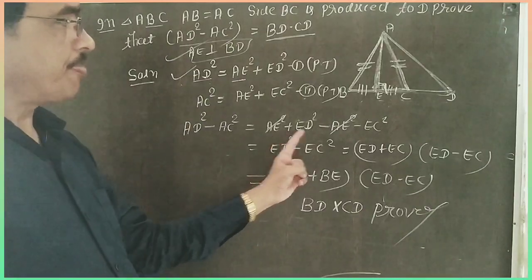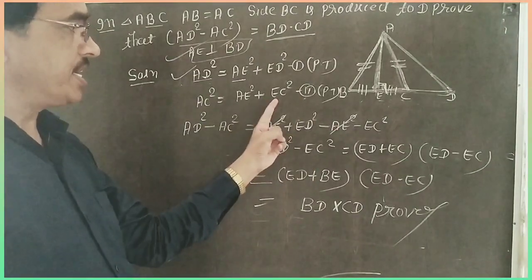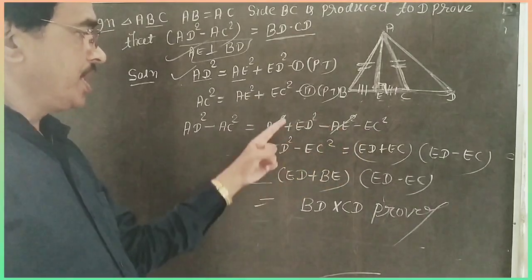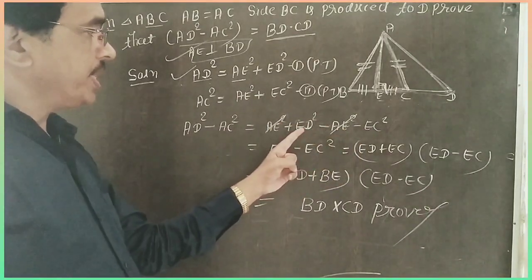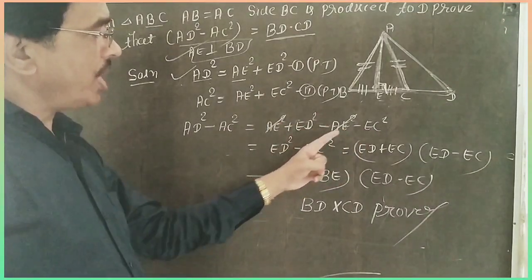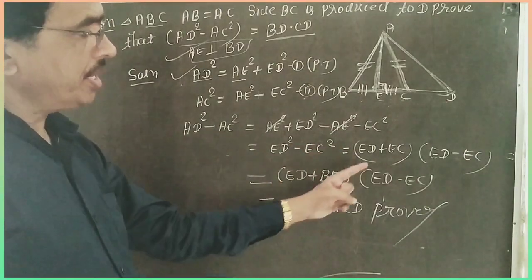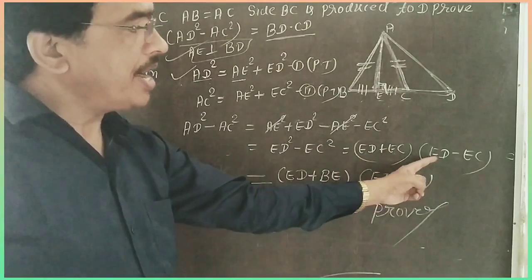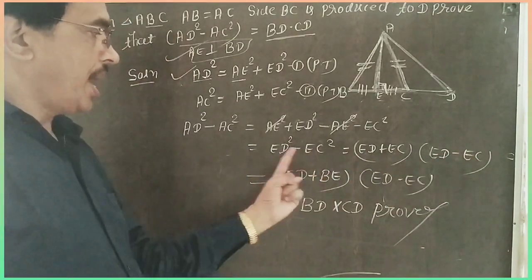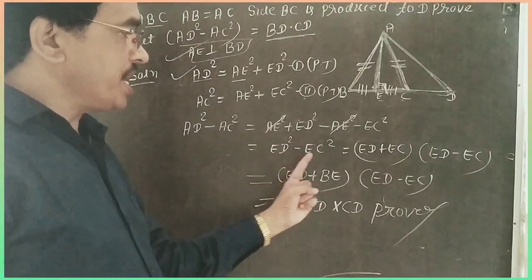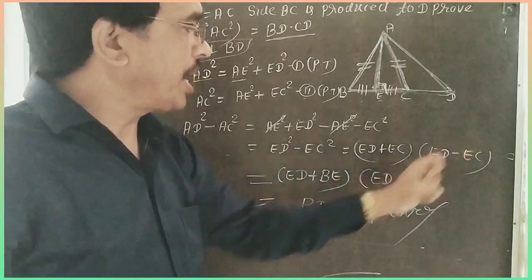When you subtract, the sign will be changed here. So I write minus AE square and minus EC square. AE square is cancelled. So what do you get here? ED square minus EC square. It is a square minus b square, then it is a plus b and a minus b. In the place of a is ED and in the place of b is EC. So ED plus EC and ED minus EC.